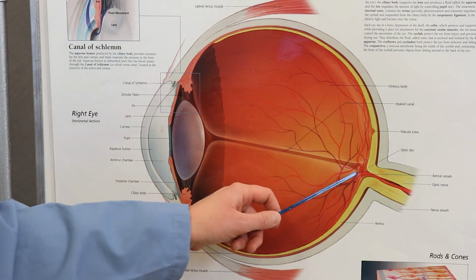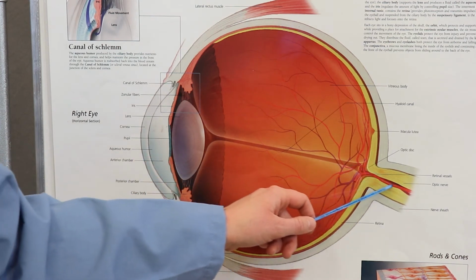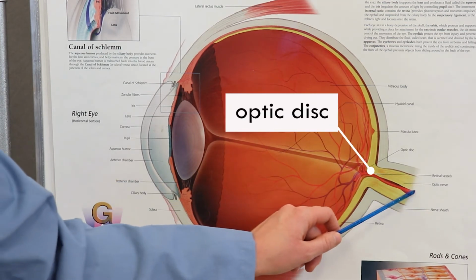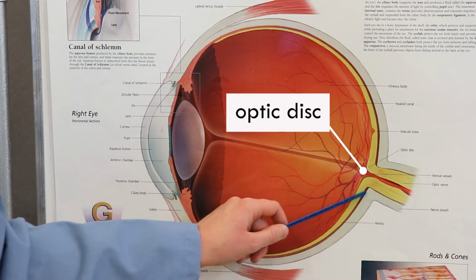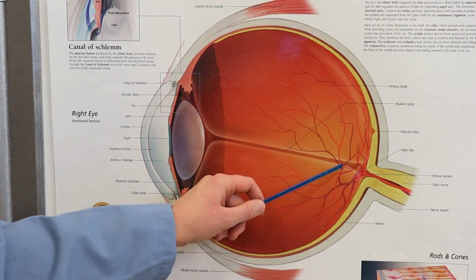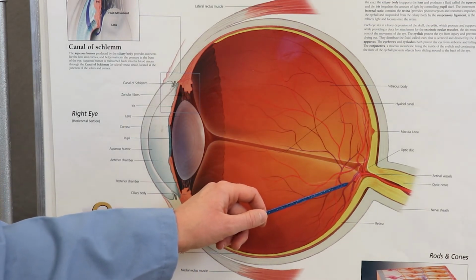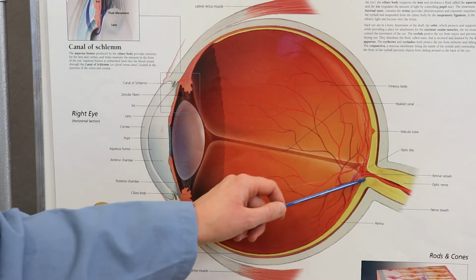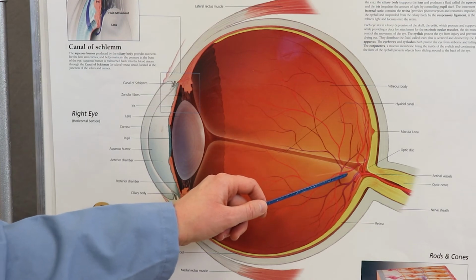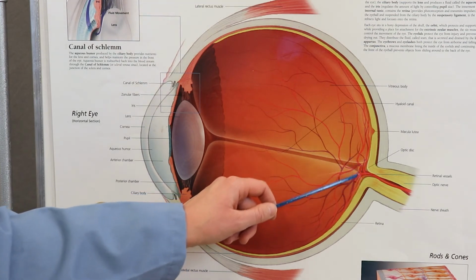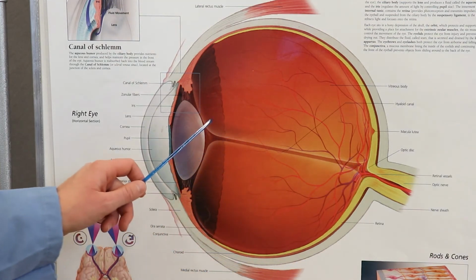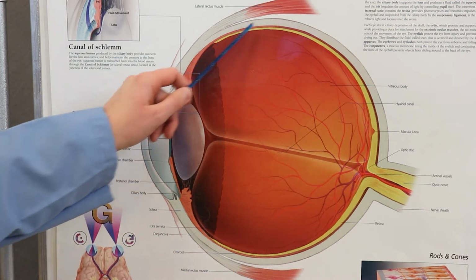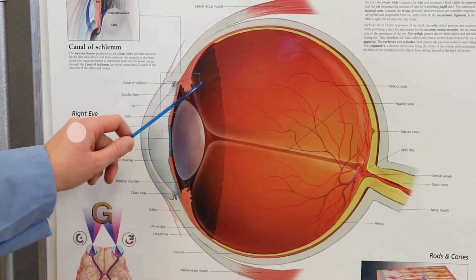And then you can see this part where we've got all of the blood vessels entering and leaving the eye, as well as the optic nerve leaving the eye. That is called the optic disc. And that is what creates the blind spot in your vision. So there's actually a part of your field of view where you actually can't see things and your brain just fills that in. That's your blind spot.